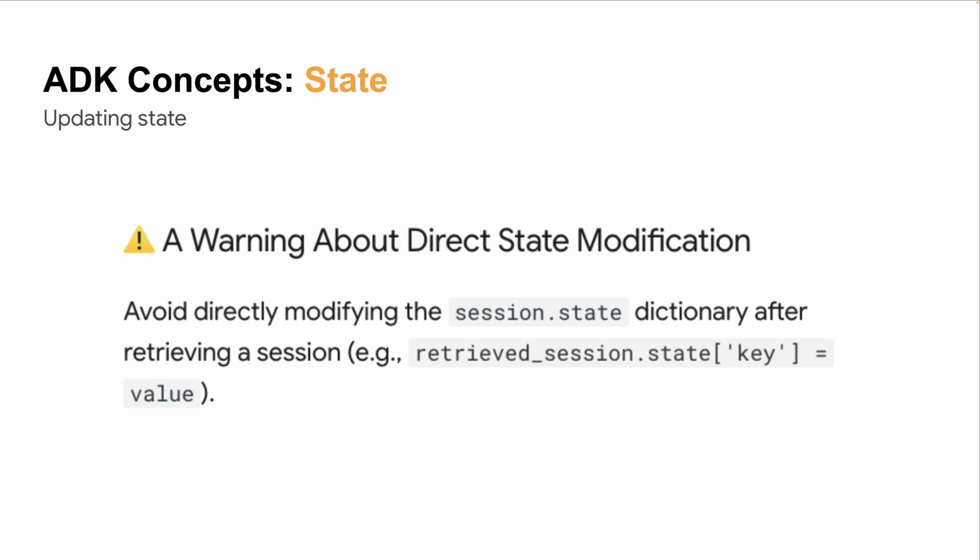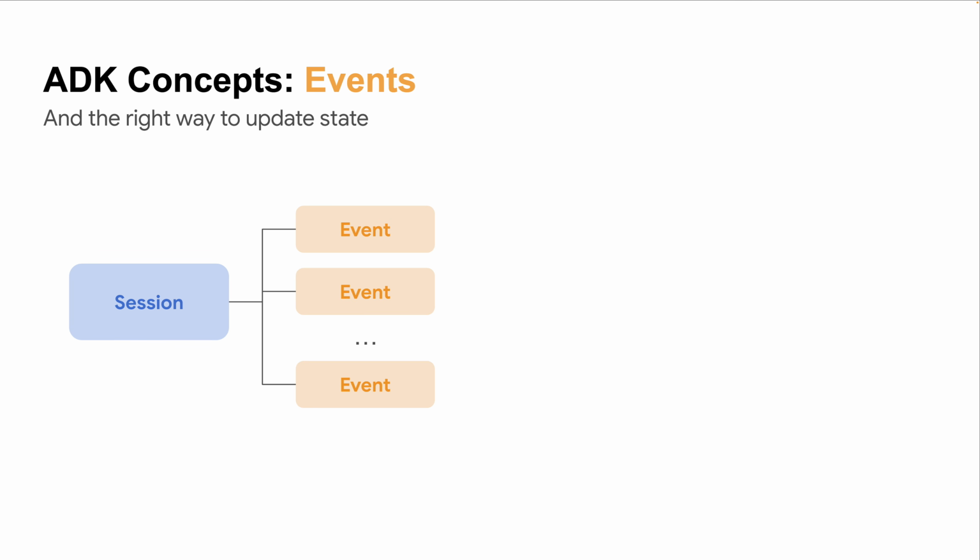Avoid directly modifying the state in the object. State updates should be handled through events. Let us talk about events before we move on to memory, which is the final conversational context component. Okay, so to understand the right way of updating state, we need to talk about the concept of an event.